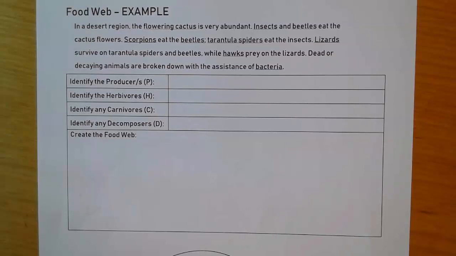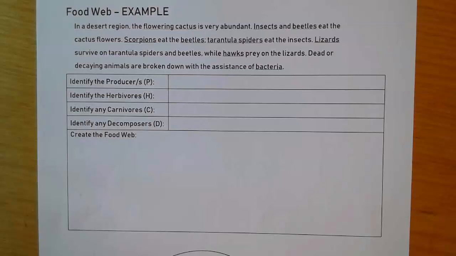In this video, we're going to do this worked example together. We're going to turn this written description about the relationships in an ecosystem into a visual representation called a food web. The first step is to read the description and identify the producers, the consumers, and the decomposers, if there are any. Sometimes they're mentioned, sometimes they're not.